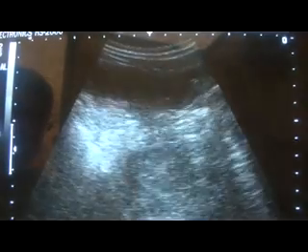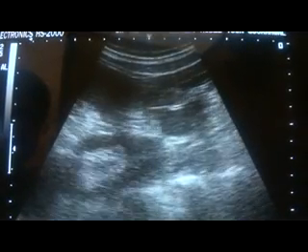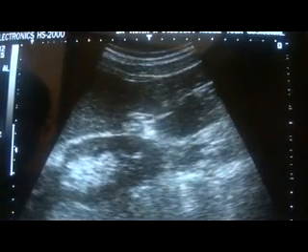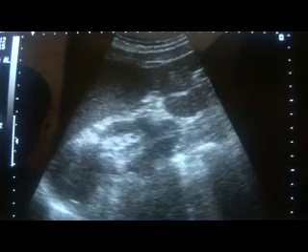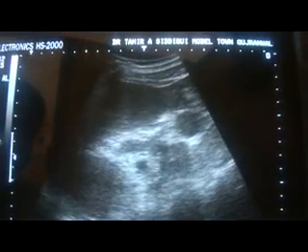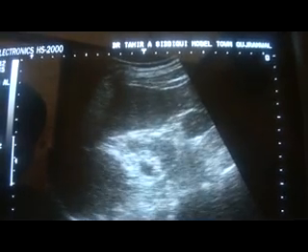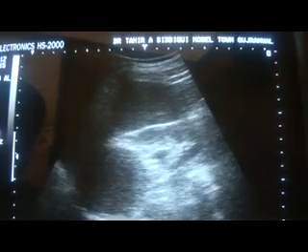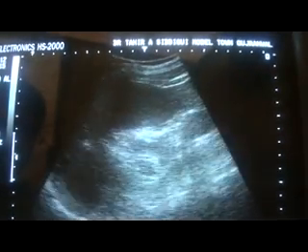So we see so far a solid mass relating to the upper pole of the right kidney with no mass effect on the adjacent central sinus echo complex. Now what about the echogenicity as compared to that of the remaining normal kidney? What is the echogenicity difference between these two areas?